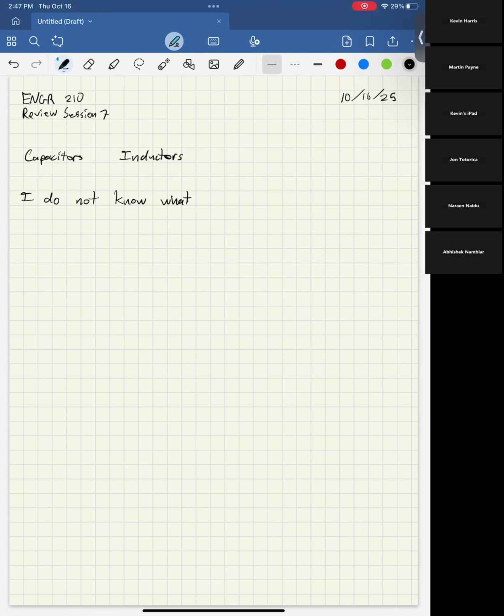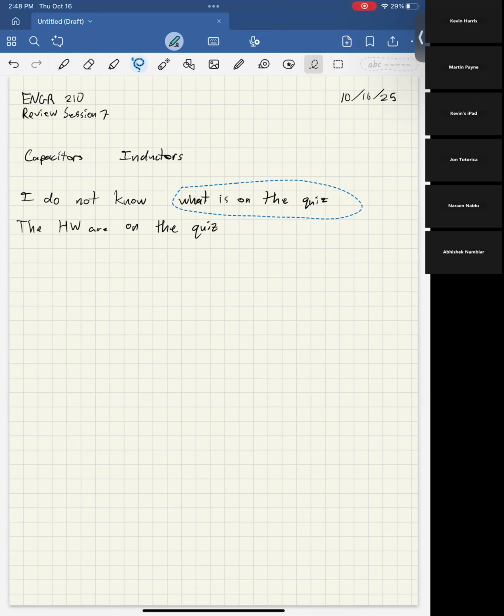But what I have been told is that for the most part, or pretty much always, whatever is on your homework, those are the topics that'll be on your quiz. So I'm just going to write that here. I do not know what is on the quiz. The homework topics are on the quiz. These kind of sound contradictory, but I do not know exactly. So keep that in mind.